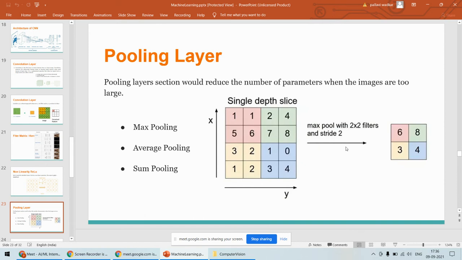Now what is pooling? Pooling is used to reduce the number of parameters in the feature, or to compress the feature size. Now why compress? In order to speed up the learning process. As you know, we are going to extract the features from the images, right?